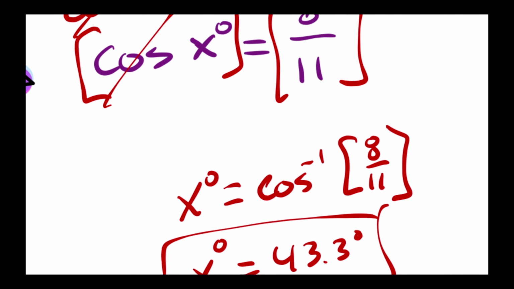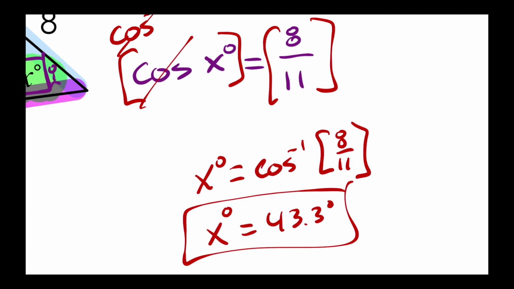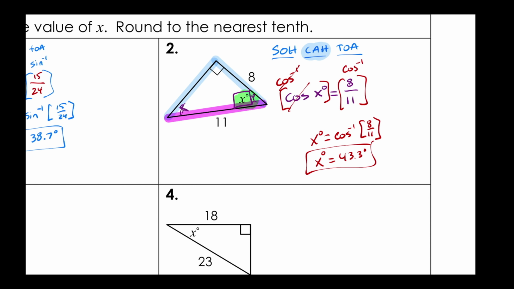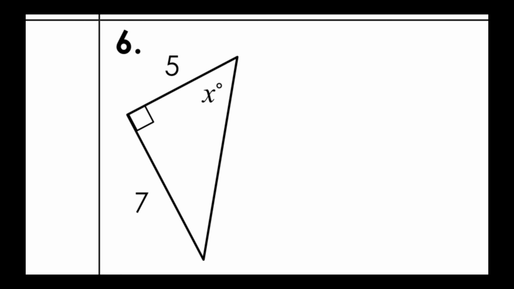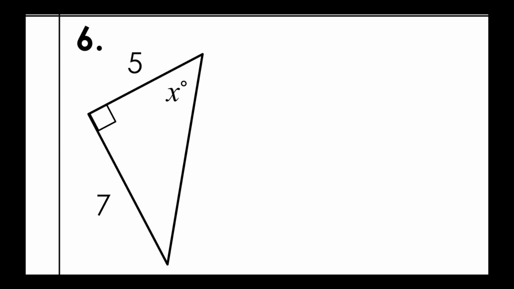Remember, when you see inverse cosine, you know you're going to get an angle, because it's asking, hey, what angle has a cosine of that ratio? And the calculator tells you, oh, it's 43.3 degrees. And you're perfectly done. All right, let's try one more. Let's try this one.